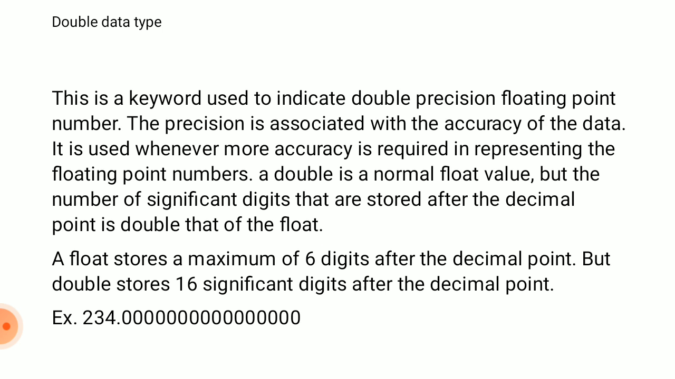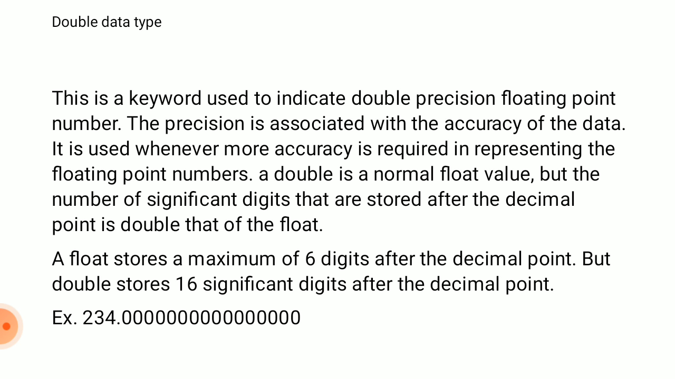Now, the fourth data type is the double data type. So, the double data type is also like the floating point data type, but the only thing is the precision is associated with the accuracy of the data. Okay. Whenever accuracy comes in, we use a double data type. So, now you may ask, what is accuracy? It is used whenever more accuracy is required in representing floating point numbers.